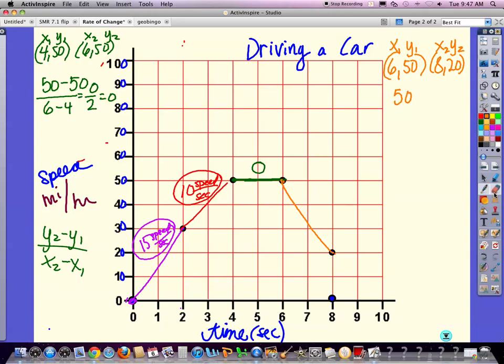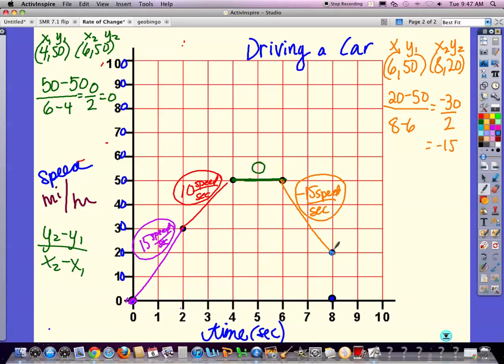Now I'm going to go 50. Oh, goodness. After I said I'm going to do it one way. Let me try that again. I'm going to go 20 minus 50 over 8 minus 6. That gives me negative 30 over 2. So now I'm going to have negative 15. So my speed is negative 15. Can I have a speed of negative 15 miles an hour? That's my speed that I'm going, or I'm slowing down for every second that I'm traveling. Okay? So I have a rate of change of negative 15 from those 2 points. All right?